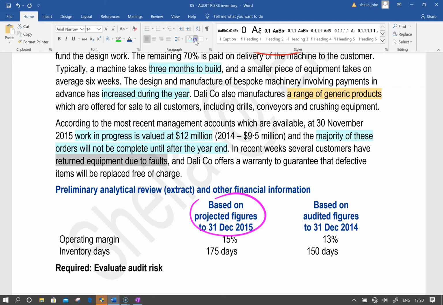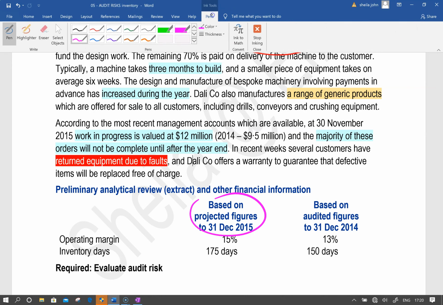So that's not good. So if you look at this particular question here, how many items of inventory do we have? We actually have got 3. What are the 3? WIP, the generic products here, which is probably linked to this figure down here, where the age is actually increased, and you have got faulty items. So how on earth are we going to write it out?